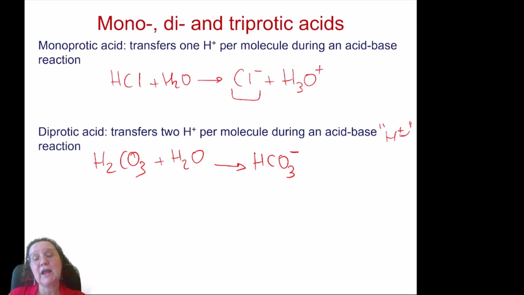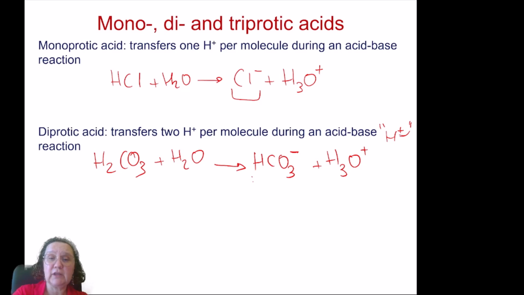Where has the hydrogen gone? Well, it has gone to the water. Water has behaved as a base, accepting the hydrogen ion. So instead of H2O, now you have H3O, and you've got a plus because it hasn't accepted just a hydrogen. It has accepted a hydrogen ion, a hydrogen with a positive charge. In the previous case, when you made the chloride anion, the reaction stopped there because there were no more hydrogens to donate.